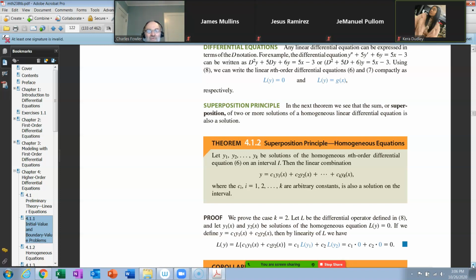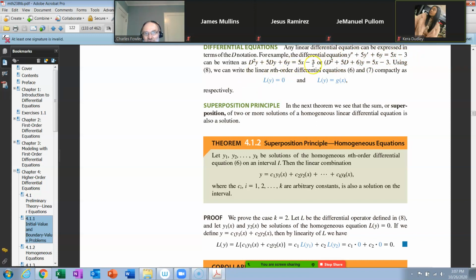So let's look at differential equations. Any linear differential equation can be expressed in terms of that notation. They don't say anything about exact equations or other things, just the linear. For example, this differential equation is y double prime plus 5y prime plus 6y is equal to 5x minus 3. That can be written as, there's your second derivative, d2y plus 5 times dy plus 6 times y is equal to 5x minus 3.